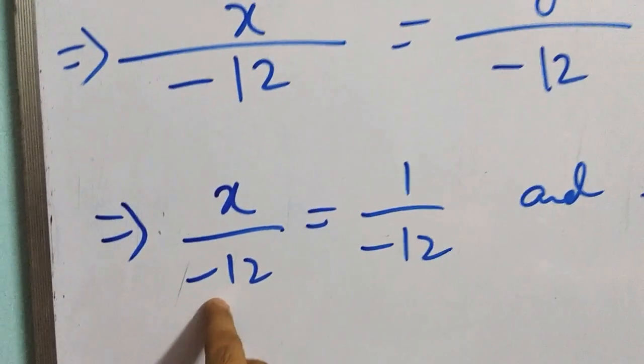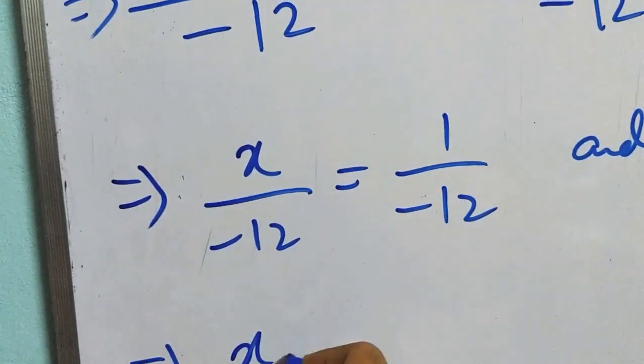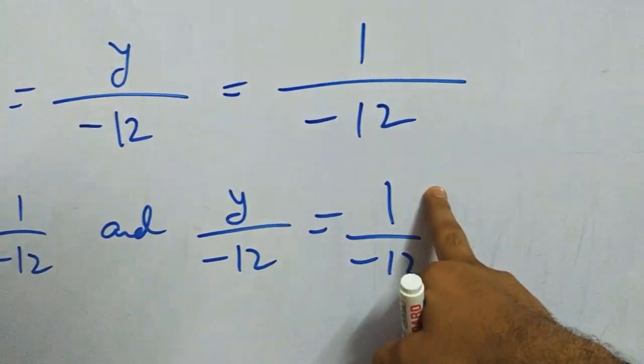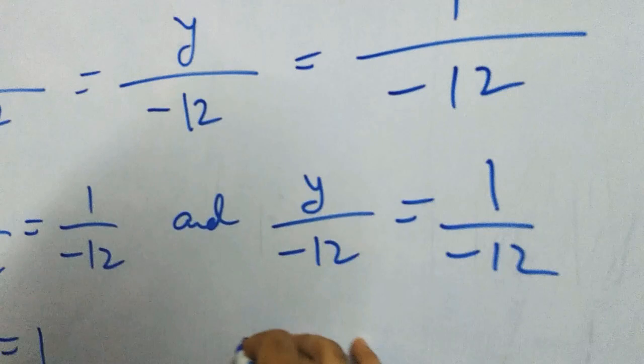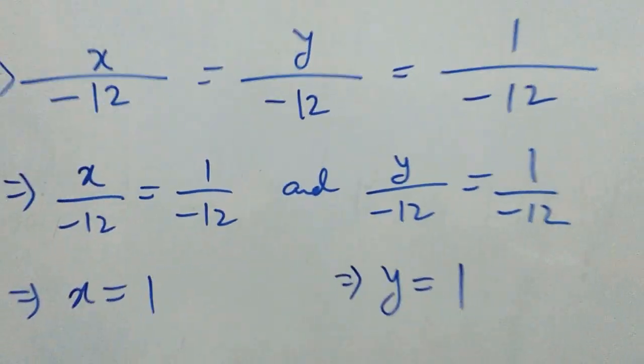So x by minus 12 equals 1 by minus 12, and y by minus 12 equals 1 by minus 12. So this minus 12 will go here, minus 12 by minus 12 is 1, so x equals 1. Similarly, minus 12 by minus 12 is 1, so y equals 1. So our answer is x equals 1 and y equals 1.